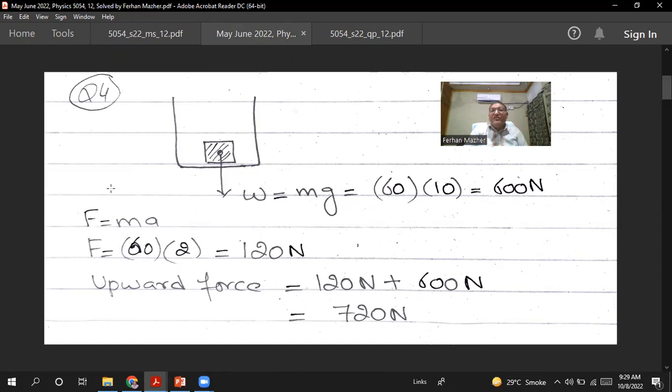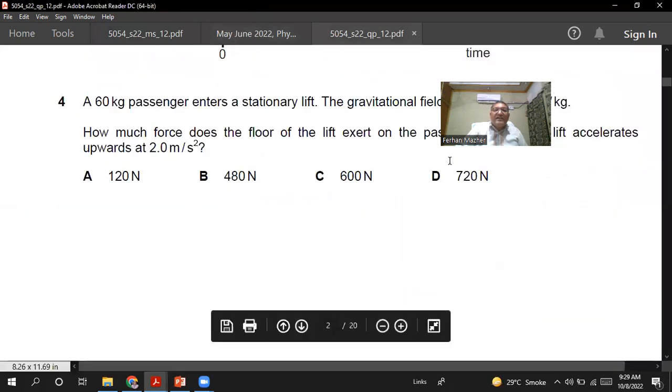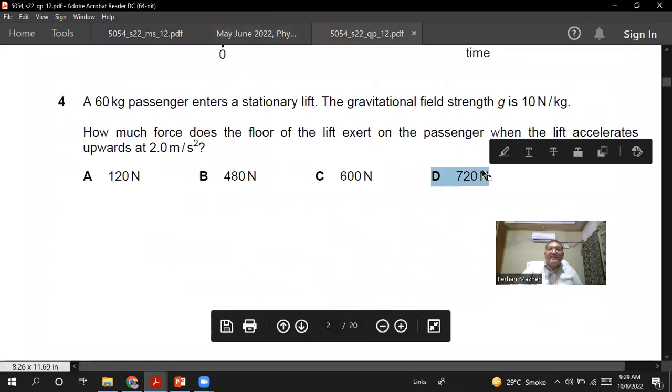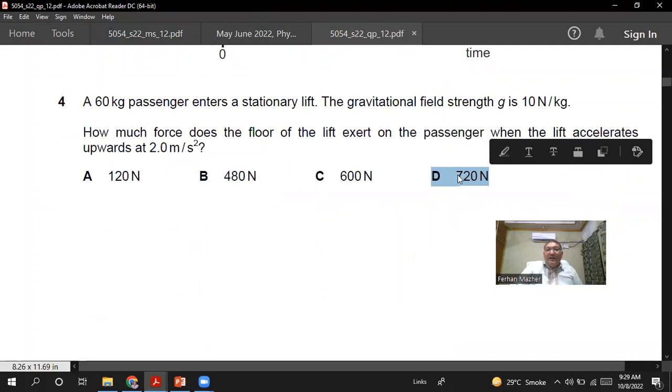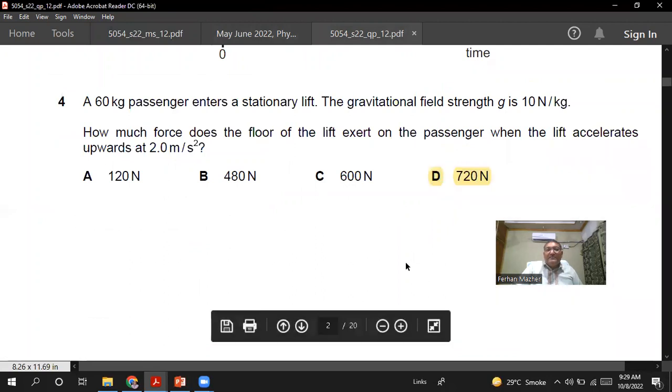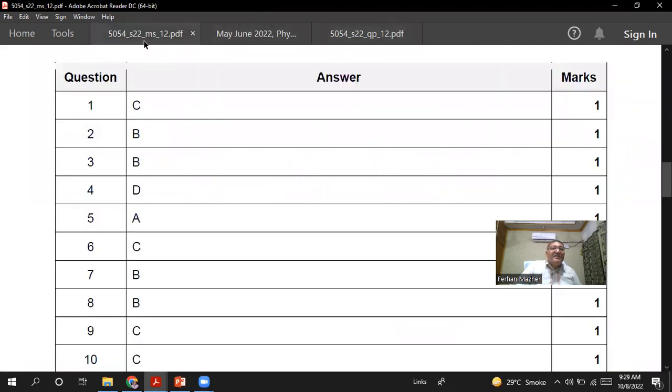And the lift also has to overcome the weight of the man. So the upward force the lift has to apply is the force for the acceleration, that is 120 Newton, and it also has to overcome the weight of the man, that is 600 Newton. So the total force the lift has to apply on the man is 720 Newton. I think D is the right choice, sir. So let's check. Question number four, D is the right choice.